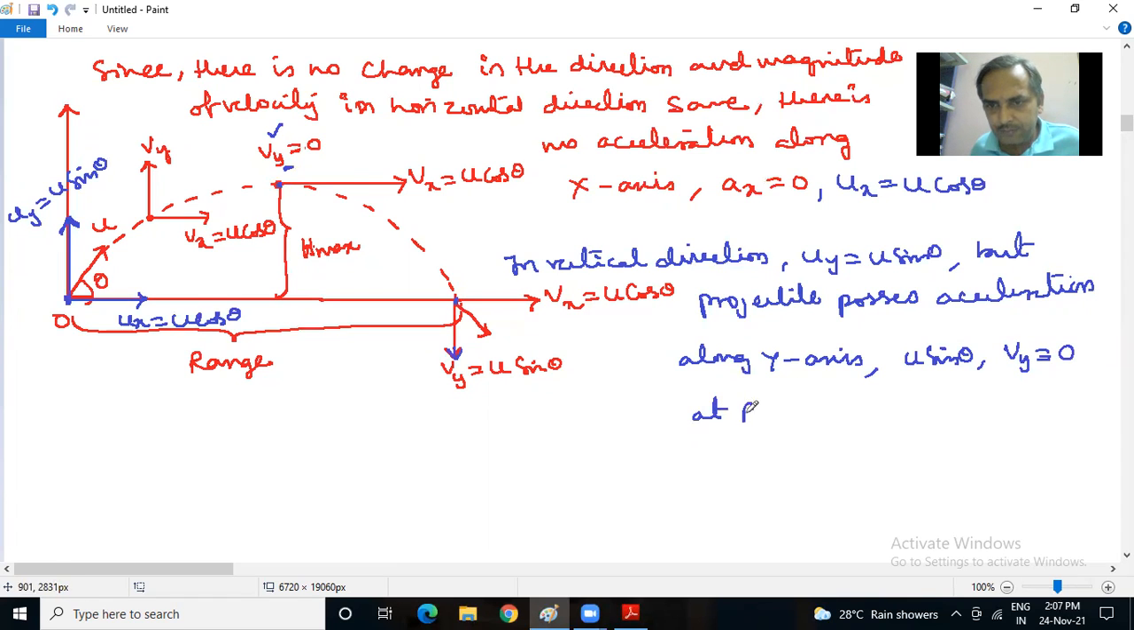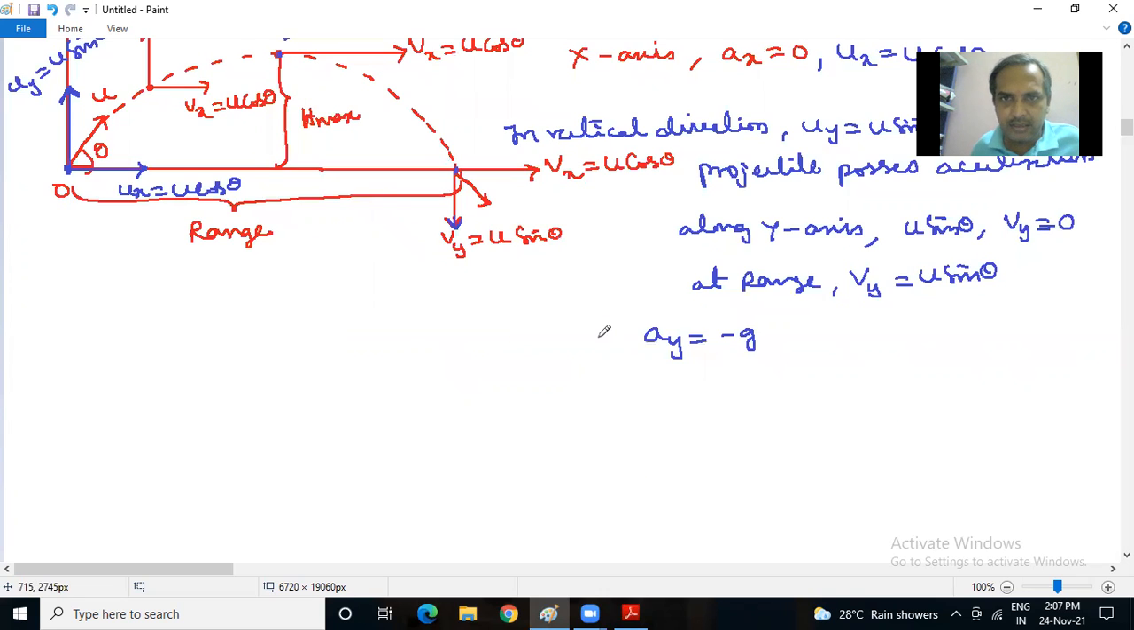So initially u sin theta, at maximum height Vy is equal to 0, and at range, again Vy is equal to u sin theta. Therefore, there is a change in the direction as well as magnitude. So it possesses acceleration in the vertical direction. Ay is equal to minus g. This we discussed in the previous video.